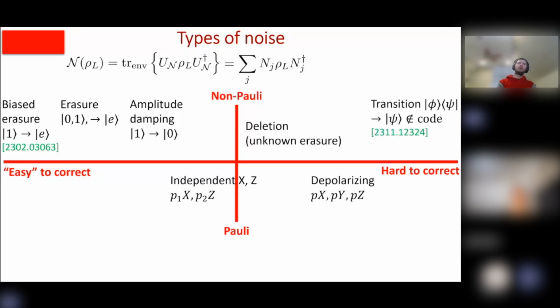Some harder non-Pauli channels are these. Deletion is basically unknown erasure. For that, permutation invariant codes are very useful because there it doesn't matter which part you erased, because everything is the same. They're permutationally symmetric. So there deletion is equal to erasure, but otherwise deletion is more difficult than erasure because you didn't know which qubit got erased.